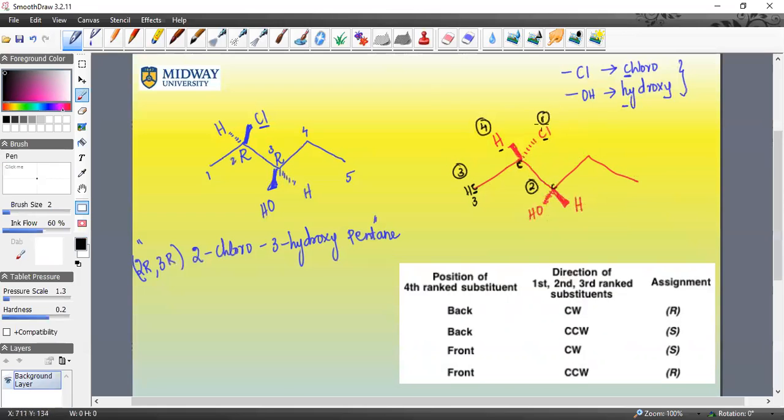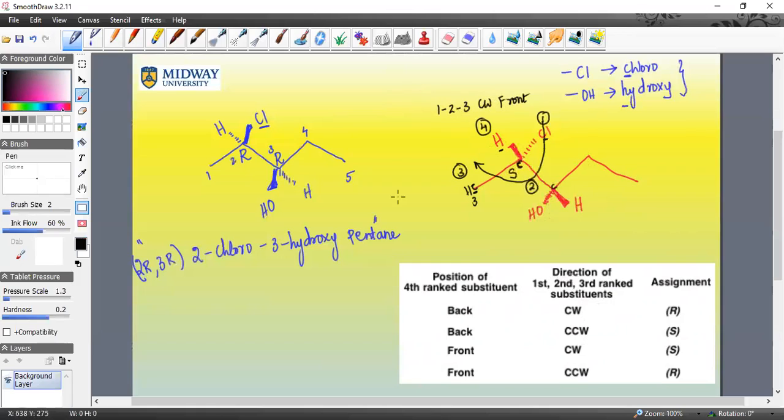Now we connect 1, 2, 3 to see which way we can connect them. Well, it's pretty obvious. I can only connect it clockwise. So 1, 2, 3 clockwise, and my lowest ranked group is in the front. So that's clockwise, front, which is S. So this is S. Now let's do the same for this one.